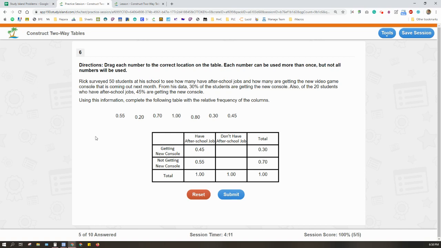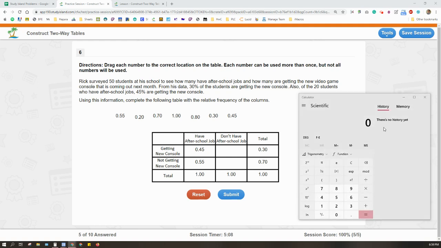So there you go. Now, to fill out the rest of this, we have to look at a couple more things. We need to remember that 30% of all the kids are getting the new console. Well, how many kids is that? What is 30% of all the kids that we surveyed? If we bring up a calculator, it's a pretty easy calculation. 30% is 0.3. We multiply that by the total number of kids, 50, and we get 15. So we know that 15 kids are getting the new console.